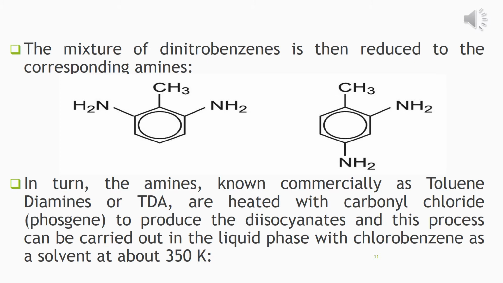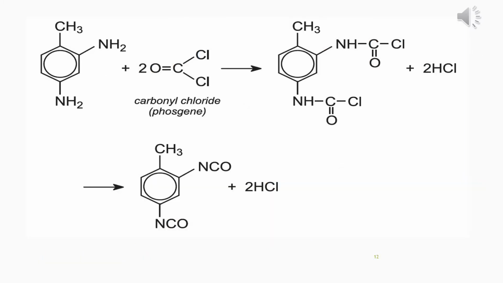This is done in the presence of chlorobenzene as a solvent. So the reaction is carried out in liquid phase at about 350 Kelvin. So here is the reaction of toluene diamine with phosgene, the carbonyl chloride. You can see 2 moles of carbonyl chloride, phosgene gas, are reacting with toluene diamine, and they are producing isocyanate.